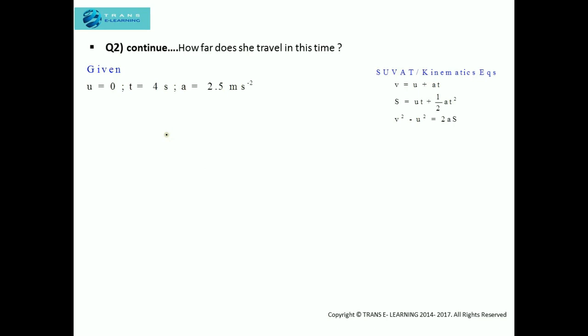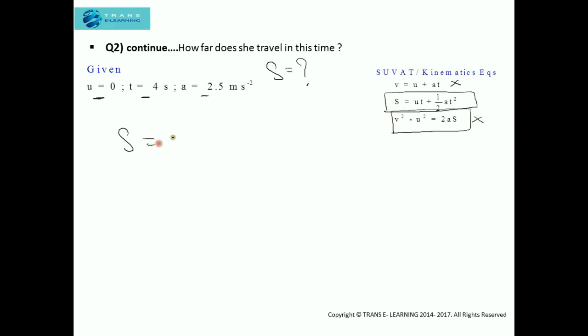So now, which SUVAT or kinematic equation should we use? Here we need to find the distance, so we will not be using this SUVAT equation. And here initial velocity, time, and acceleration are given. So we cannot use this equation because here the parameter of time is not given. So we will be using this SUVAT equation to solve this question.